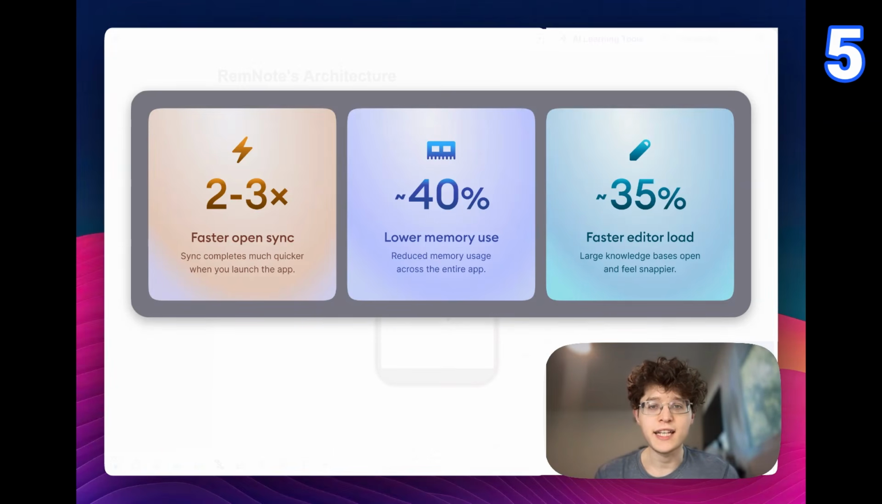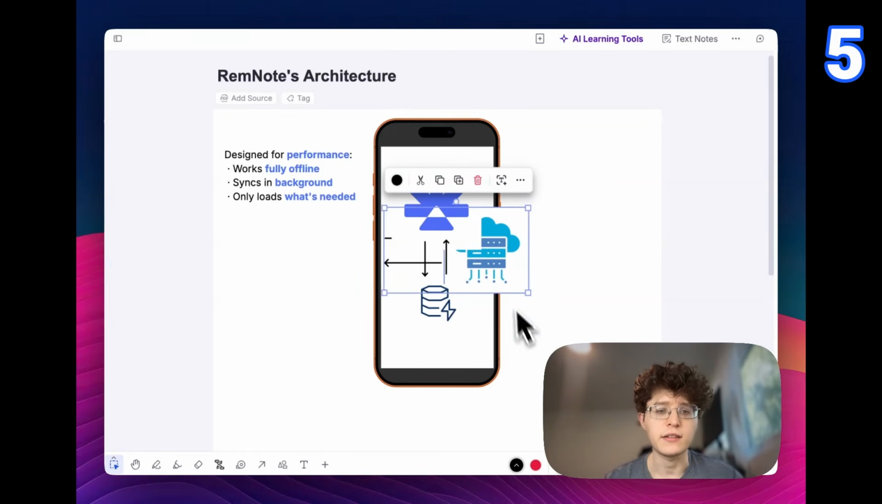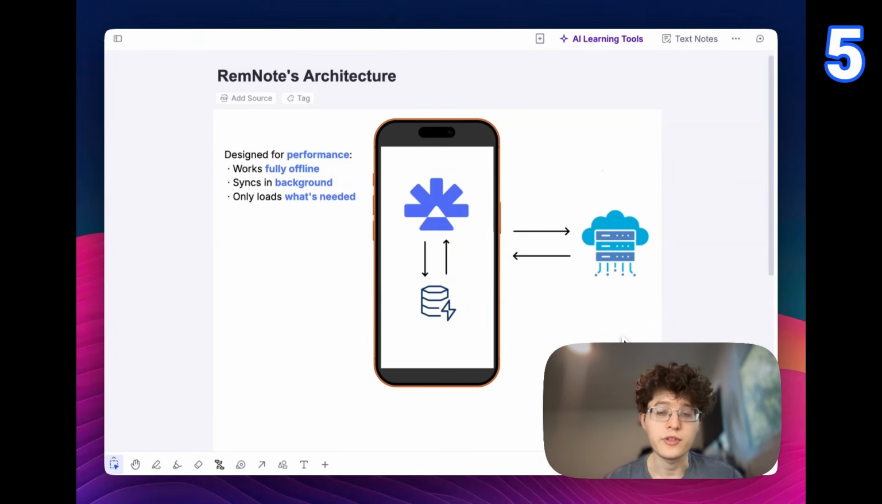RemNote has always been designed with performance at its core. RemNote works completely offline in that when you first log in, your entire knowledge base is downloaded to your local device, either on desktop, web, mobile, or tablet. Whenever you open any document, RemNote makes a super fast query to that local offline database to fetch only exactly what's needed and show that to you. And in the background, we'll start instantly syncing to other devices through the cloud as well.